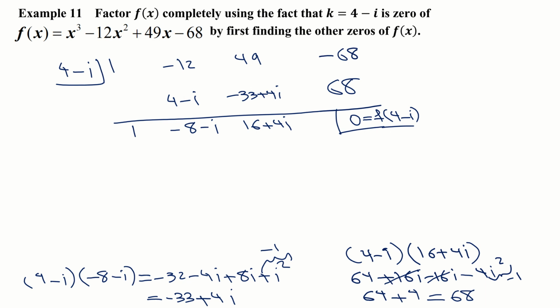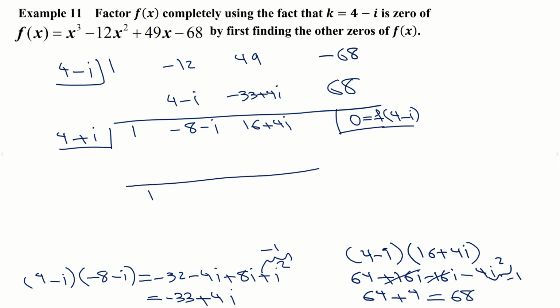So we know that if 4 minus i is a 0 of this polynomial, 4 plus i should be a 0 as well. So it should go into this remaining polynomial, which is basically x squared plus this number times x plus this number, right? So we'll go ahead and just do a synthetic division with 4 plus i. And we know that should end up being 0. If it doesn't, that means we did something wrong.